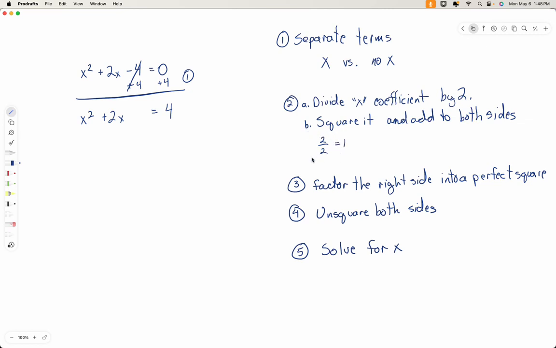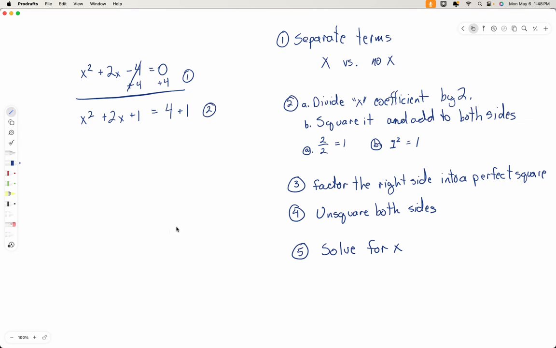And then that is A right here, right? And B, I'm going to square it. So 1 squared is equal to 1. And now I'm going to add it to both sides. That was step 2. Easy peasy.